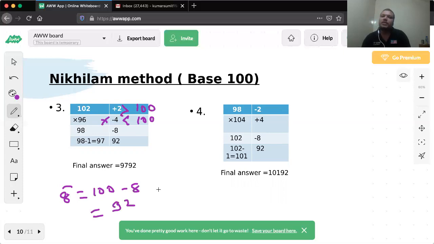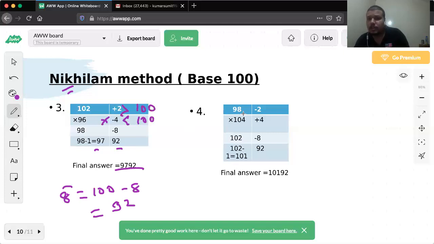Why are we doing 100 minus 8? Because the Nikhilam with which we are comparing our numbers is 100. That is why we are doing 100 minus 8, 92. Fine. Now 98 minus 1, because we are doing complement, we transfer 1 to the LHS, it becomes 97. On the LHS, we have 97. On the RHS, we have 92. We combine both, we get 97, 92. It is that easy. Now let's see another example.